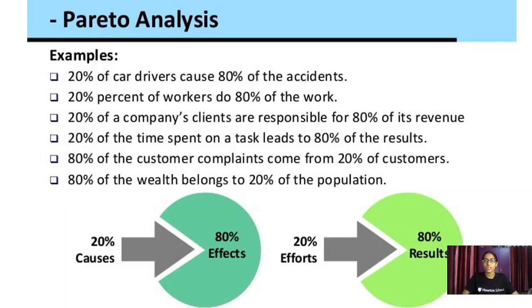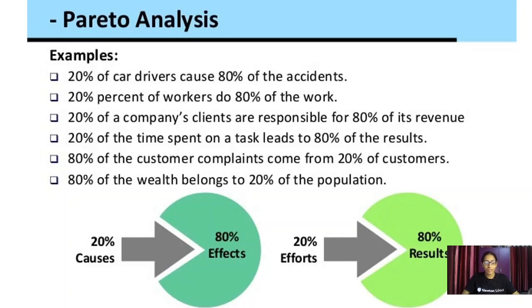Okay, if there is a cause, there is an effect. Second example is 20% of the workers do 80% of the work. Third example, 20% of the company's clients are responsible for 80% of its revenue. Fourth, 20% of the time spent on a task leads to 80% of the result. Fifth, 80% of the customer complaints come from 20% of customers. Sixth, 80% of the wealth belongs to 20% of the population.